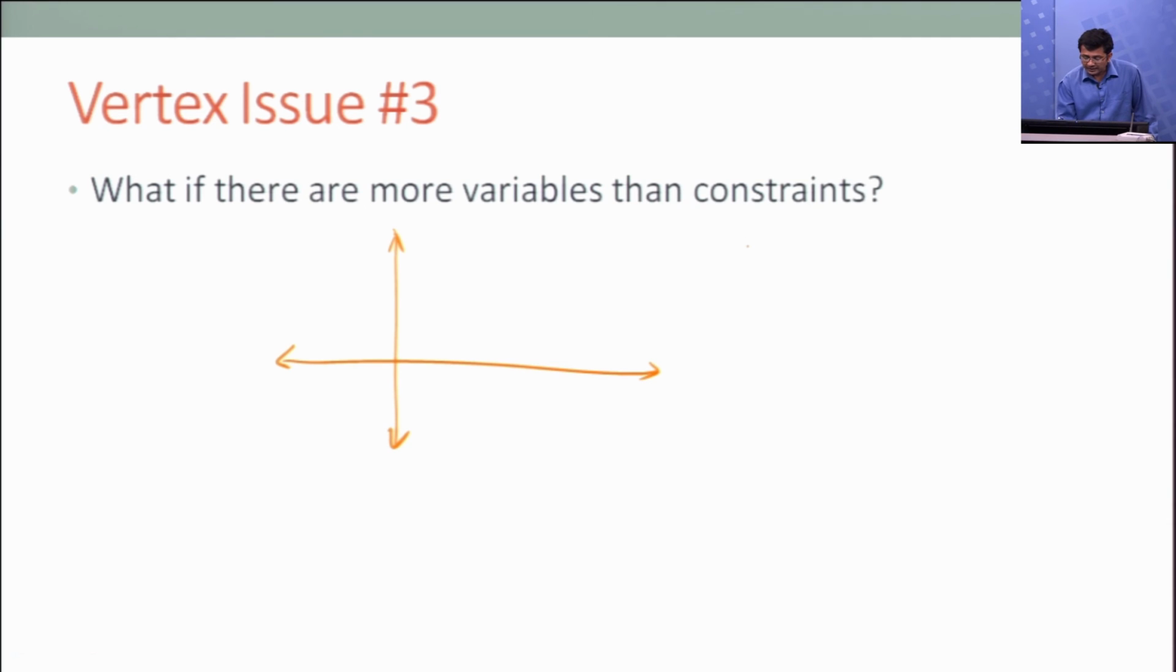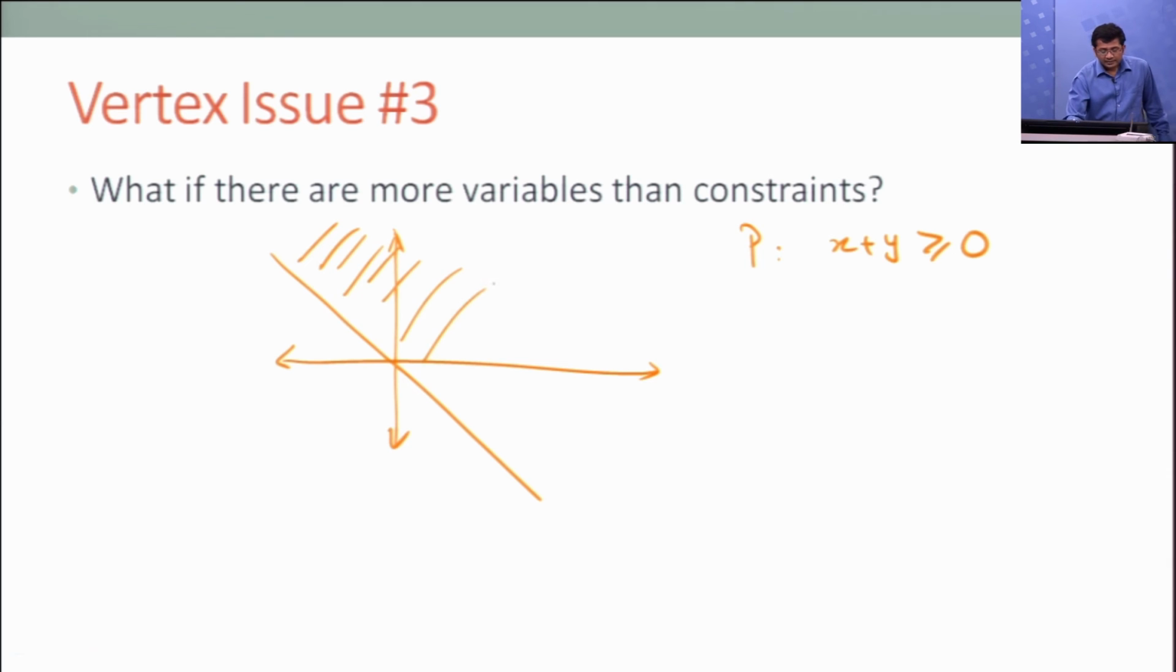So let's take a 2-dimensional example of a polyhedron that's defined by the single inequality x plus y greater than or equal to 0. That's just a single inequality. So it's everything above. It's still a polyhedron, except that here m equals 1, n equals 2. So it has more variables than there are constraints. How do you deal with it?